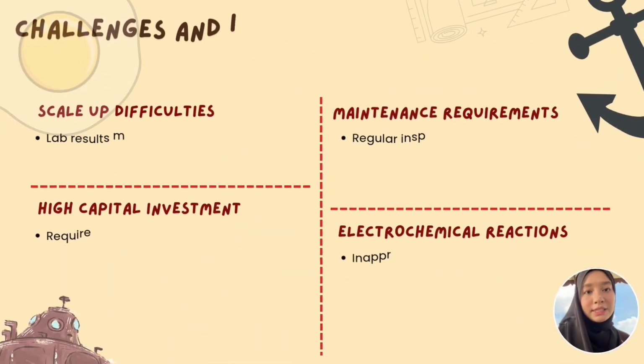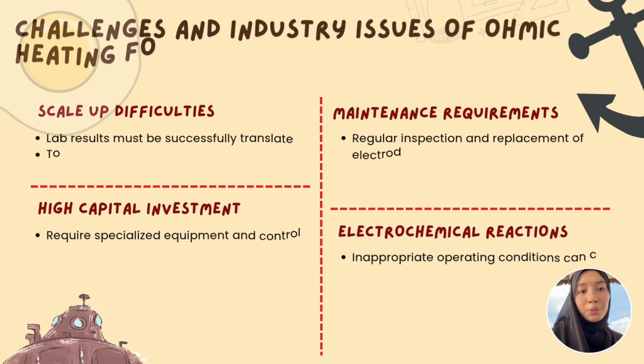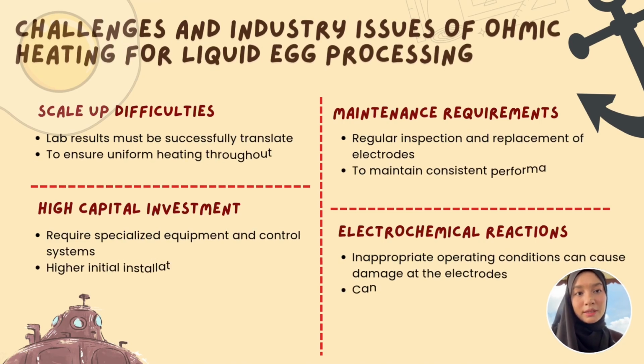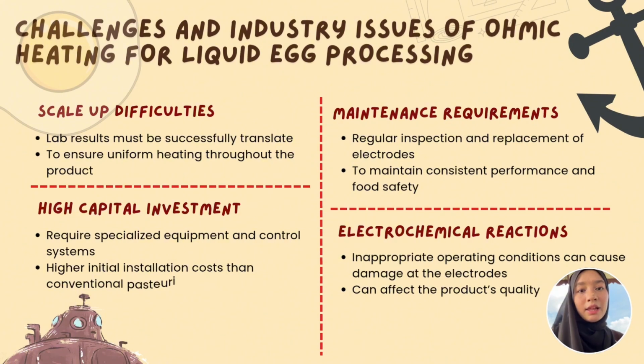Now, I will discuss the challenges and industry issues associated with ohmic heating for liquid egg processing. The first challenge is scale-up difficulties. While ohmic heating has shown excellent results in laboratory studies, it can be challenging to apply the same performance in large-scale industrial production. Manufacturers need to ensure that the liquid egg is heated uniformly throughout the entire process to maintain both product quality and food safety.